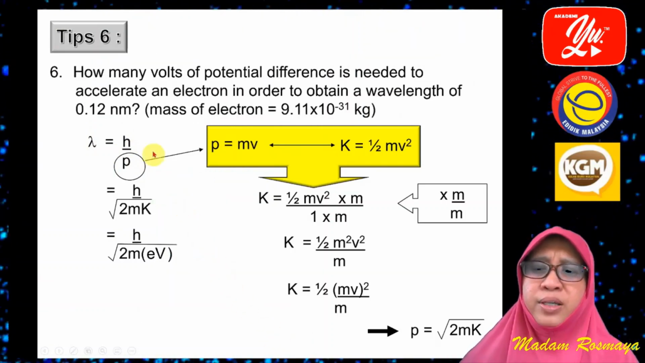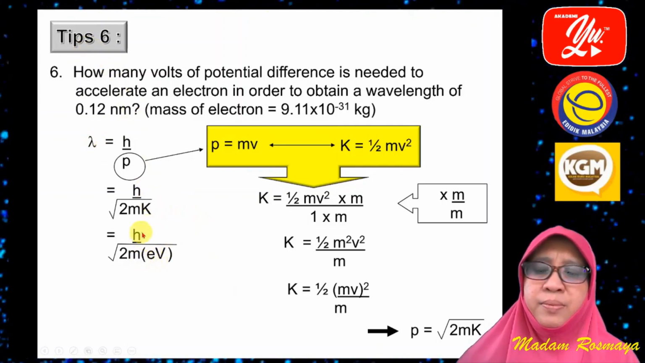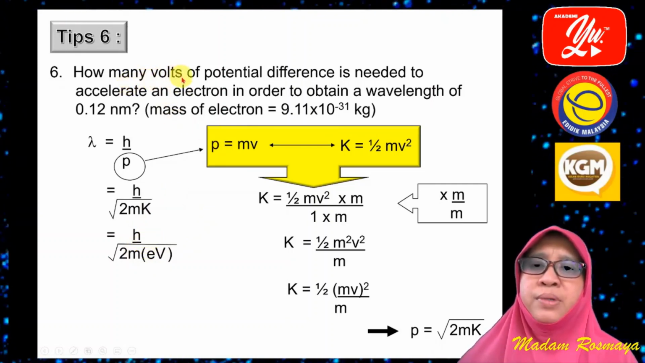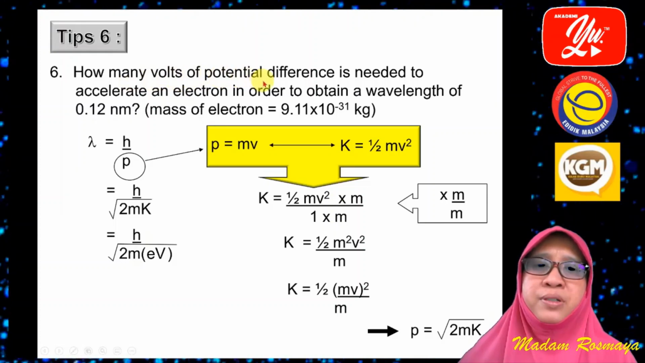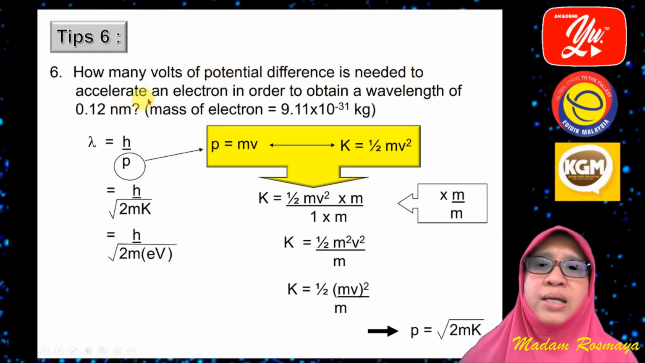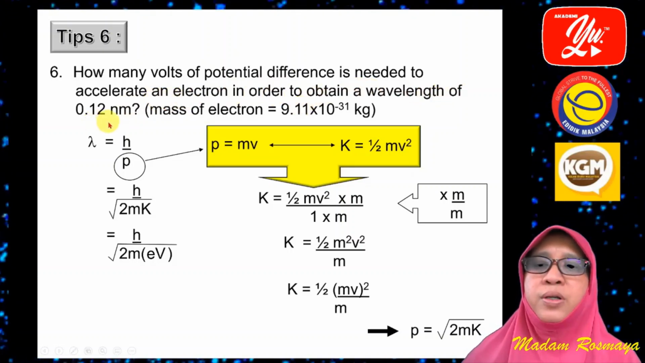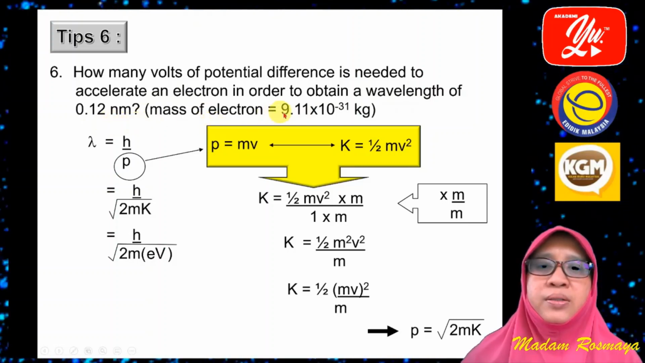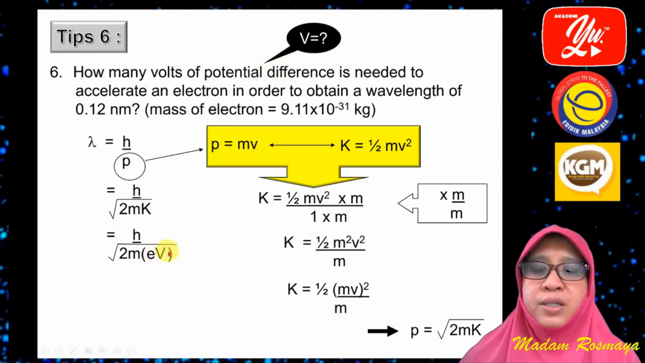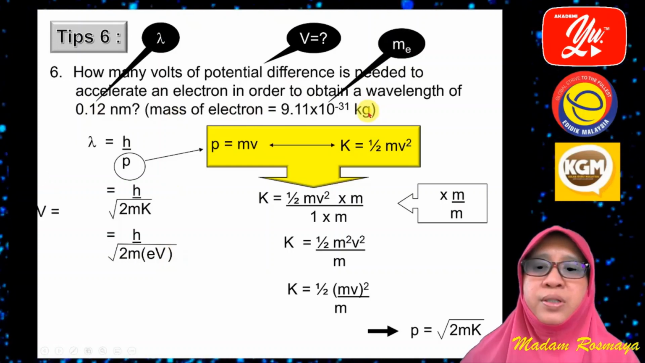Got one more question here, tips number 6. From the same as just now, continuing number 5, but this time we can also determine the potential difference. How many volts of potential difference is needed to accelerate an electron in order to obtain a wavelength of 0.12 nanometer? Mass of electron is given. So this time we are going to determine this V. Then the wavelength lambda is given, mass of electron is given.